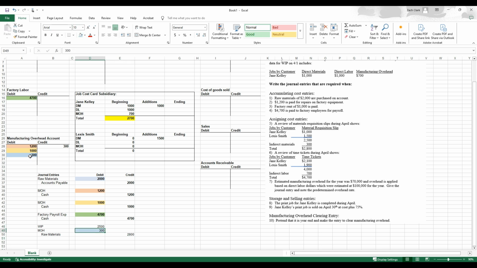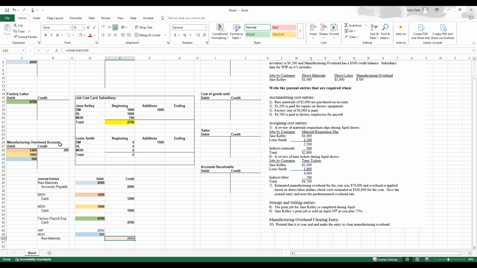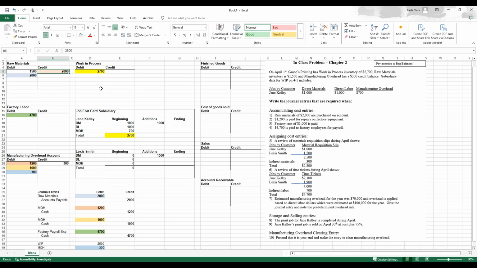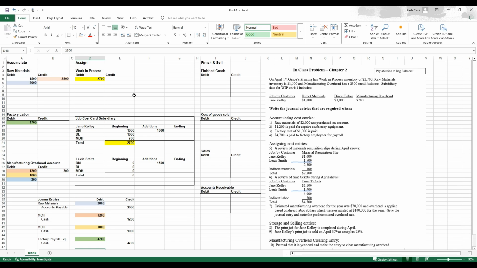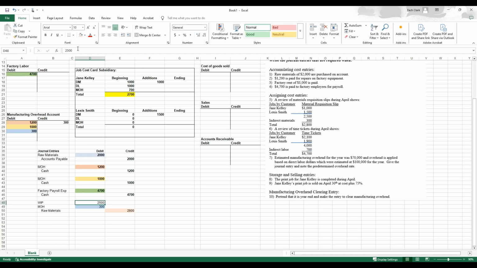So we've got this 300, and then we've got the 2,500. Here's the 2,800 raw materials, and this is just moving out of raw materials. And then here's the 2,500 that relates to the direct materials used into WIP, and that's going to be 2,500, and we'll just make that. Trying to color code these as well as I can so y'all can follow along.